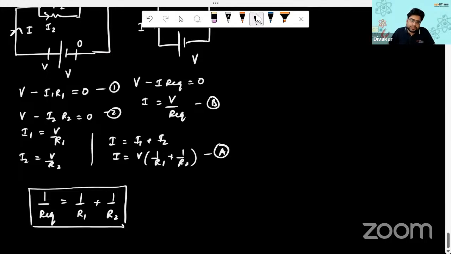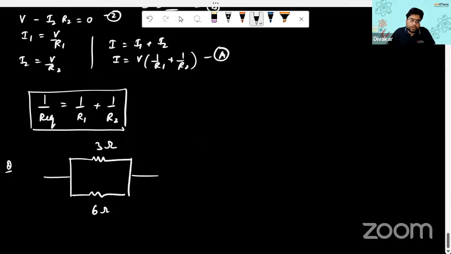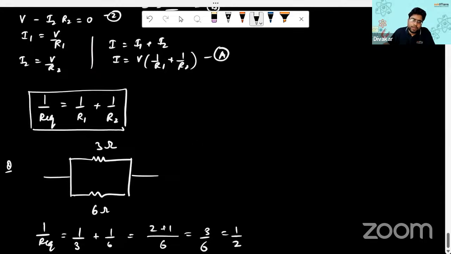So if I have two resistances, let's say 3 and 6. So if I have two resistances of value 3 ohm and 6 ohm, and I am interested in finding out what will be the equivalent resistance for these two. Now I know the formula. So I'll say, okay, 1 by R equivalent is 1 by R1, which is 3, plus 1 by R2, which is 6. I'll take the LCM, I'll get 6. I'll get 2 plus 1, which is 3, 3 by 6, so 1 by 2, and this leads us to R equivalent as 2 ohms.